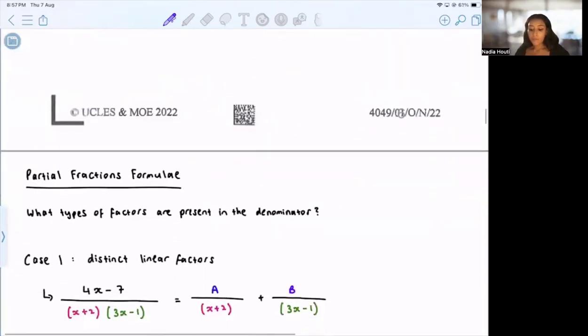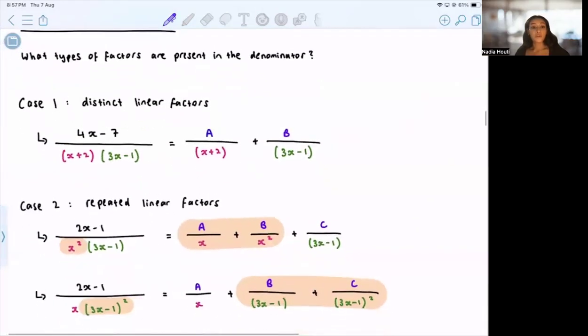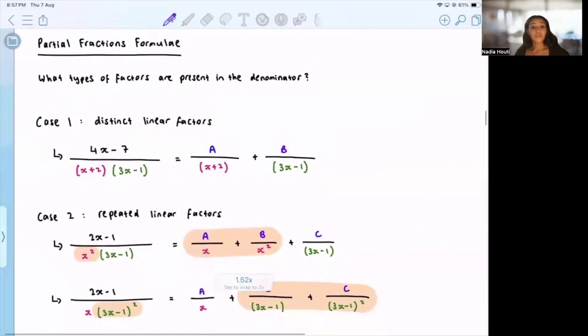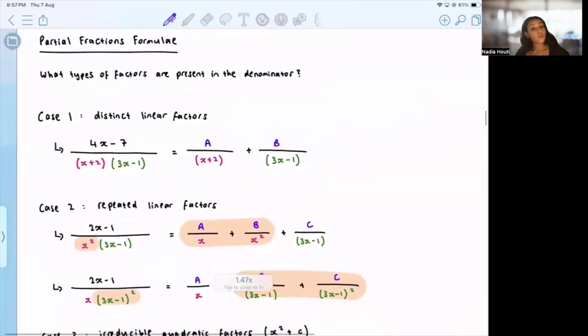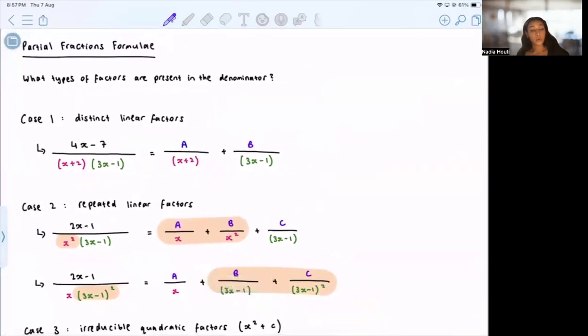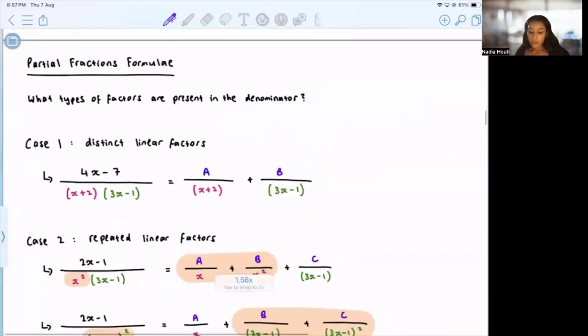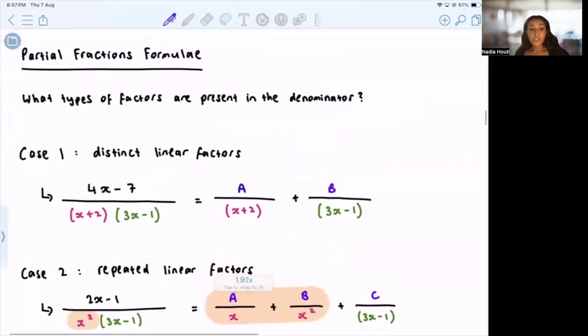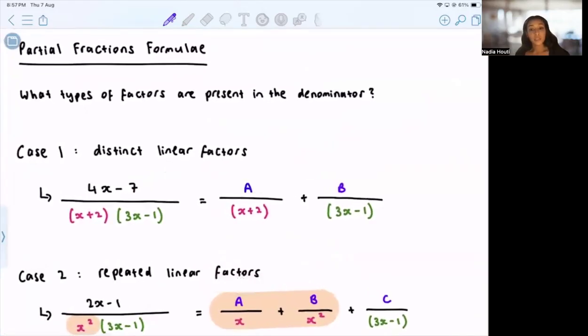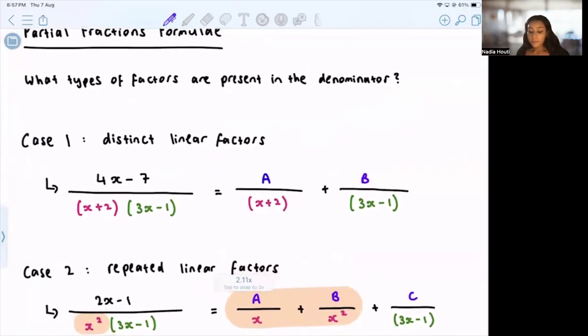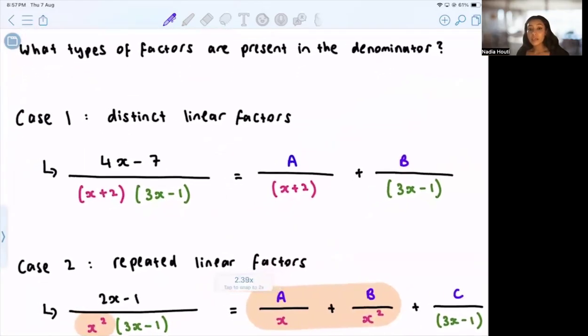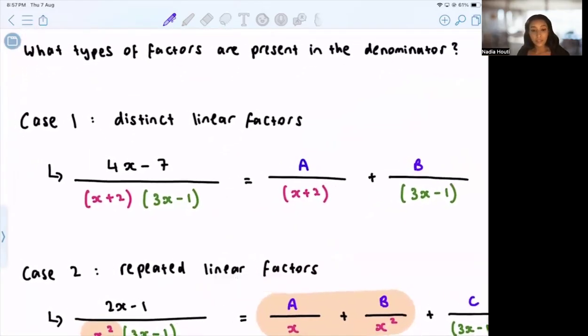So let's recall the 3 formulae you have to remember for partial fractions. There are different cases, and you have to identify which case is applicable to the question you are working on. Which formula you're supposed to use depends on what type of factors are present in the denominator. The first case is when you have distinct linear factors. Distinct just means that the linear factors you have are different from each other, and a linear factor is just a factor where the highest power of x is 1.